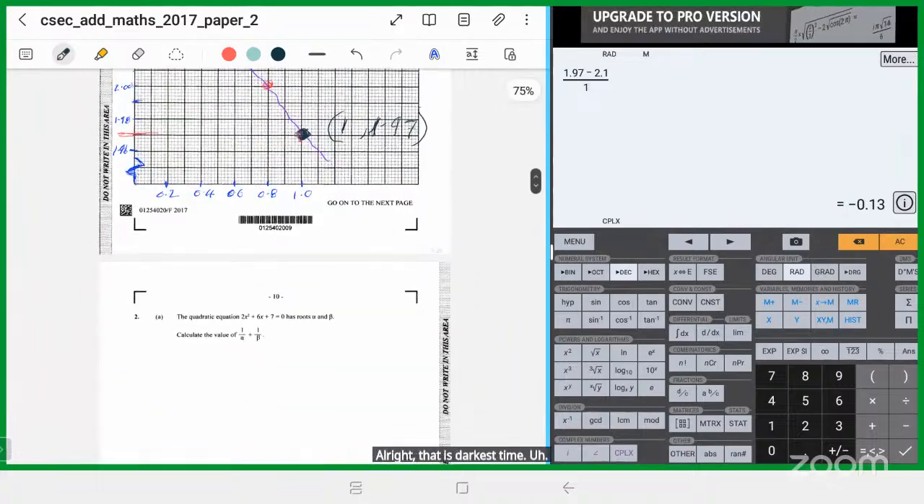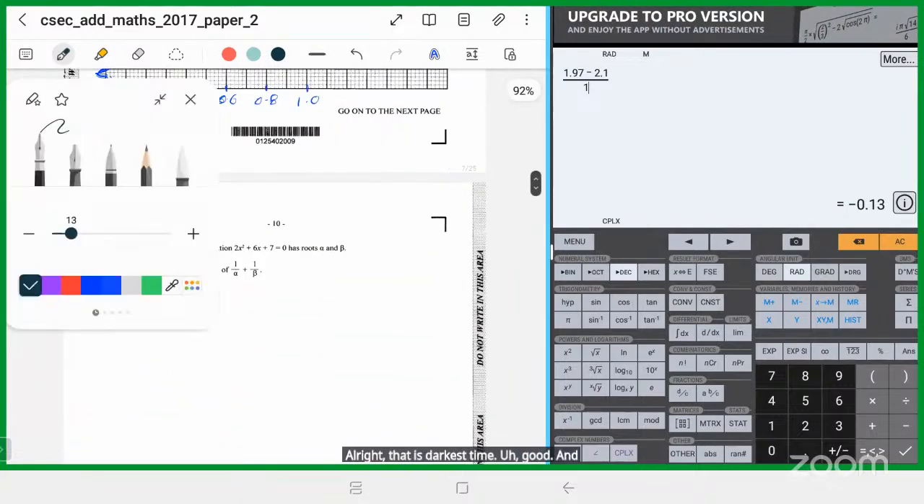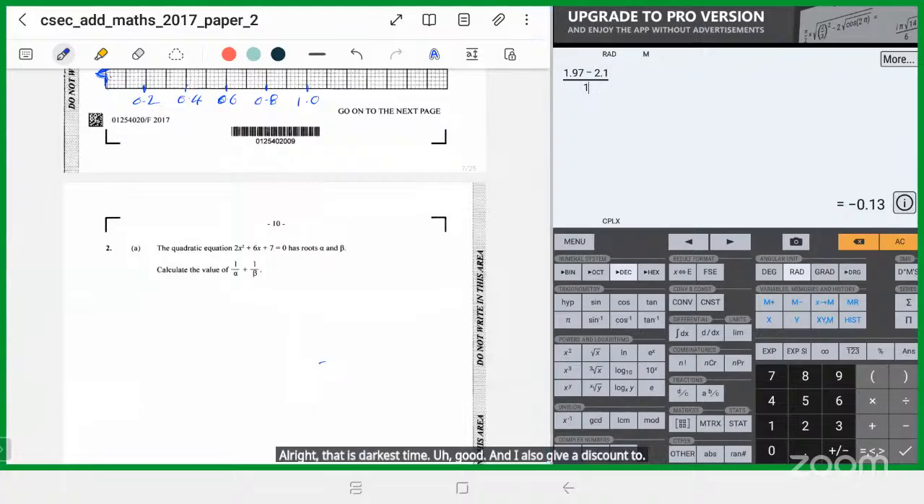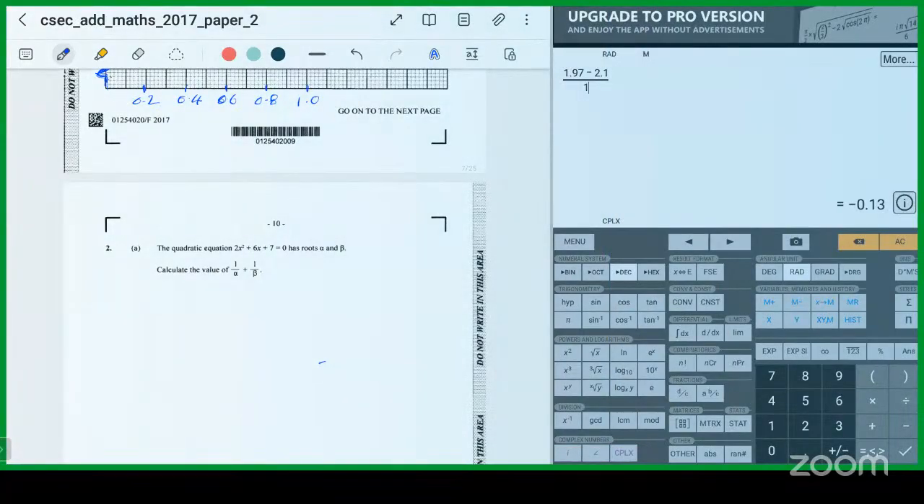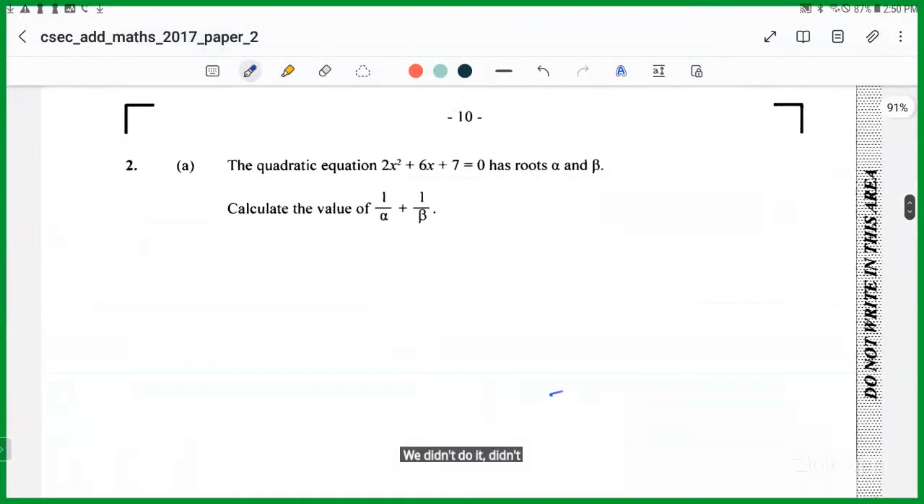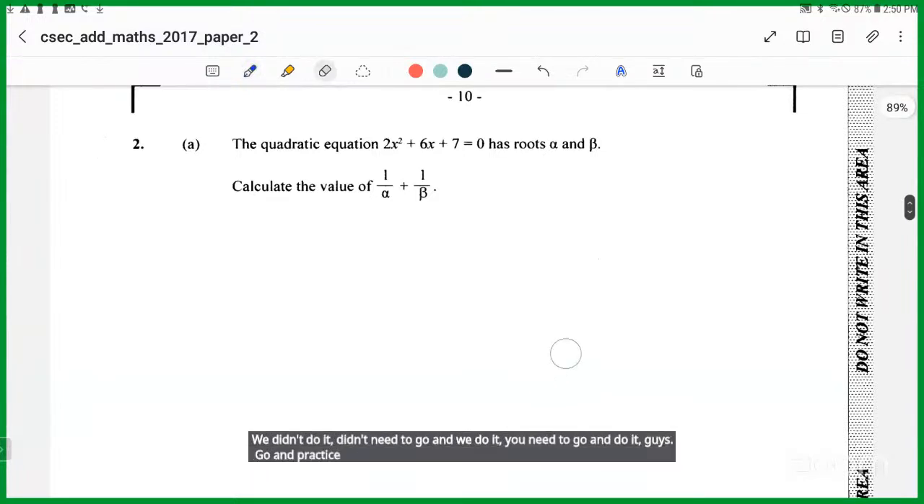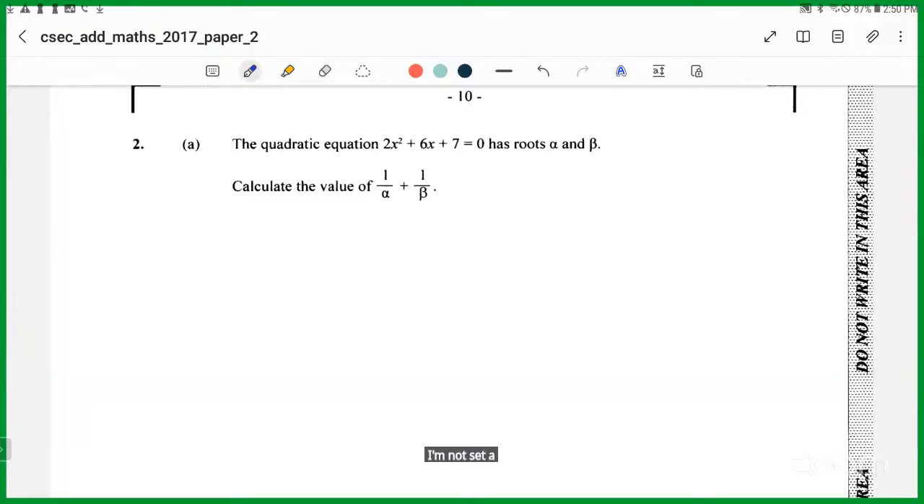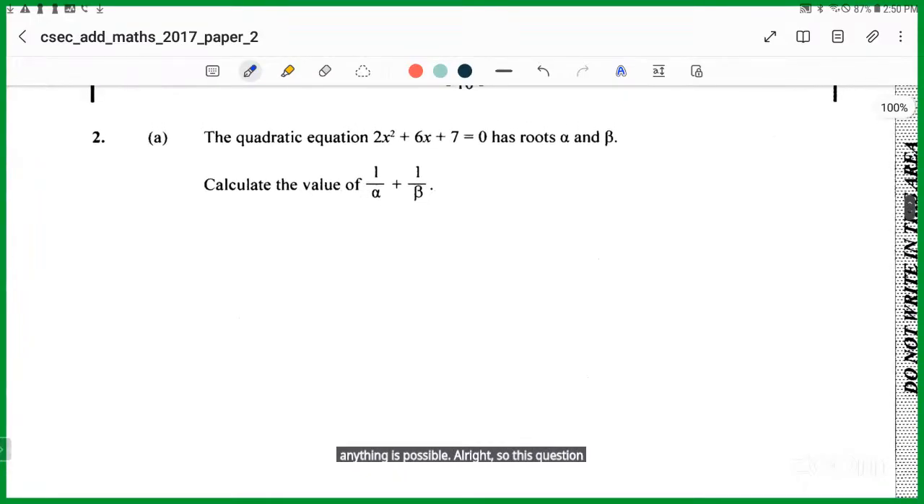Good. Then I also give you this question to do. If you didn't do it, you need to go and do it. You need to go and do it, guys. Go and practice a question like this. We don't know what's coming on the exam. We have not set a question like this in a while. We have to draw the full thing. Anything is possible.